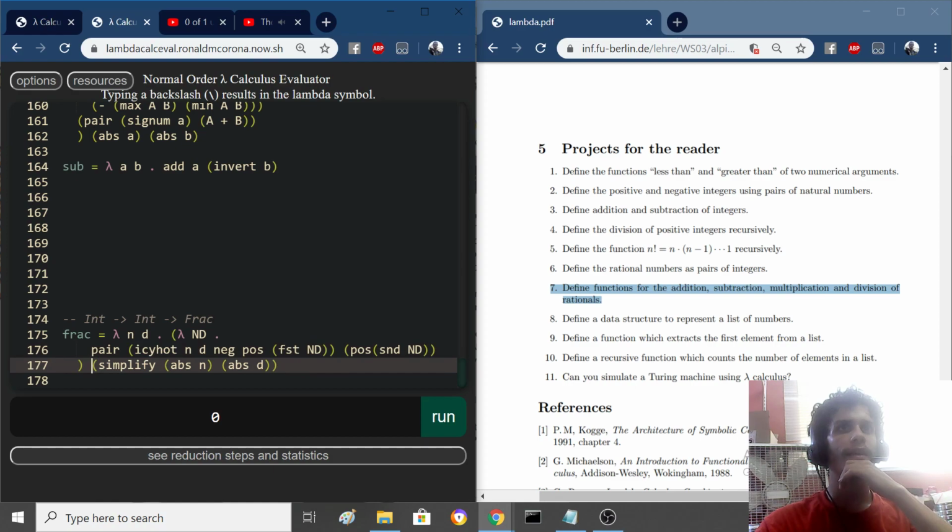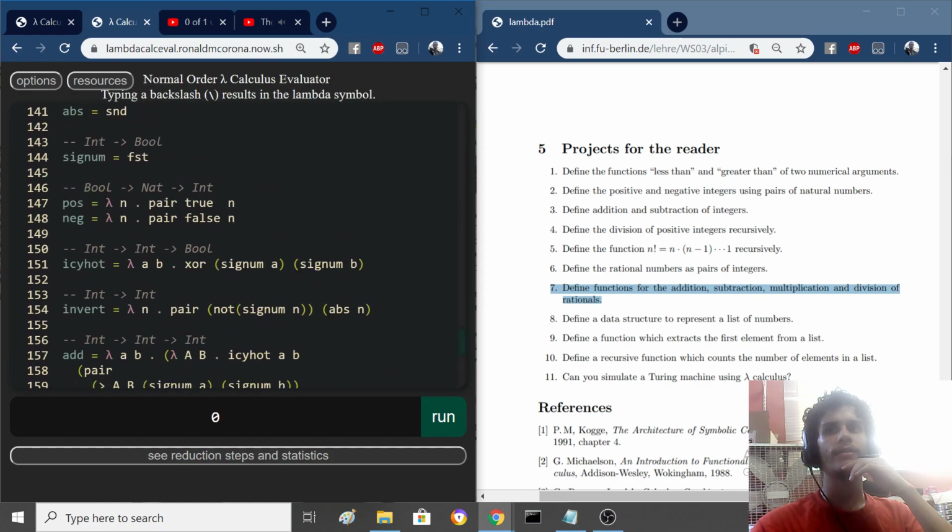Now all that's left to be done is to define the simplify function. And by the way, simplify does take two natural numbers and it returns a pair of natural numbers. So I'm going to go ahead and mention that about it.